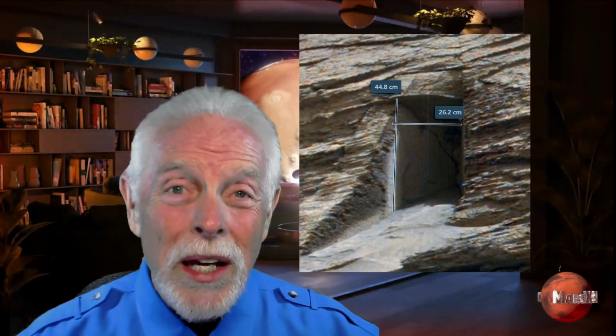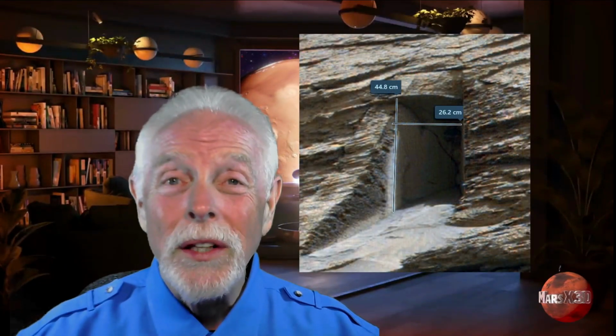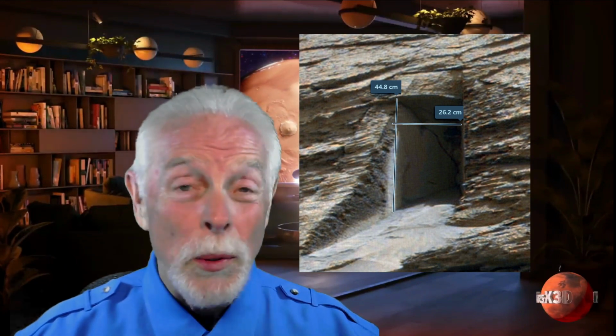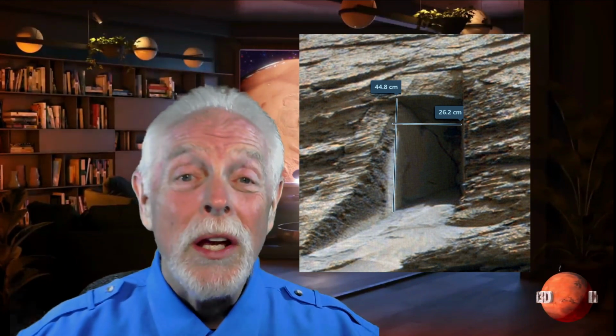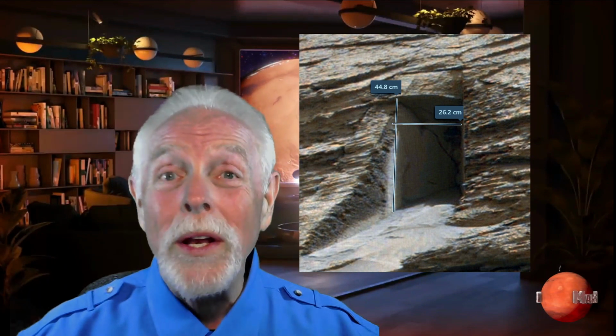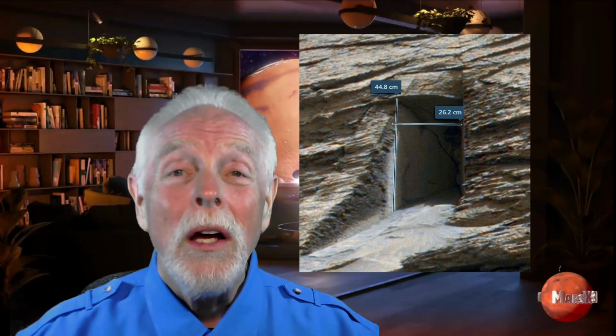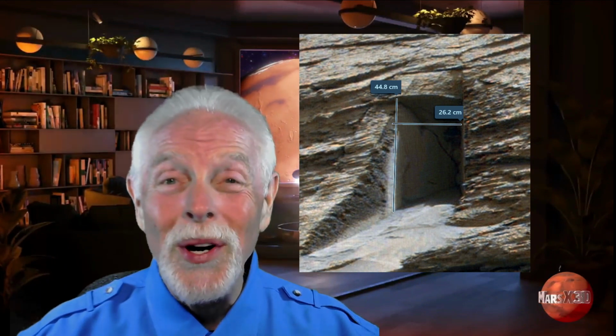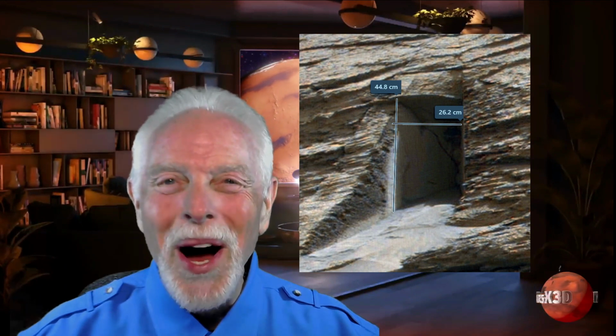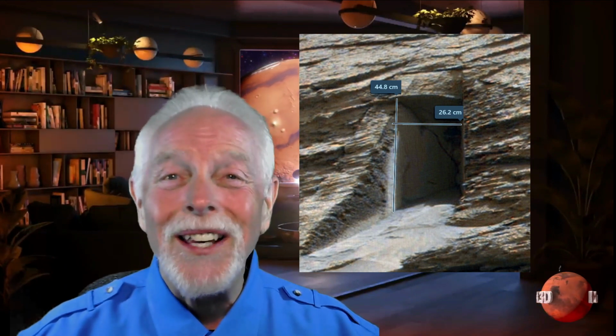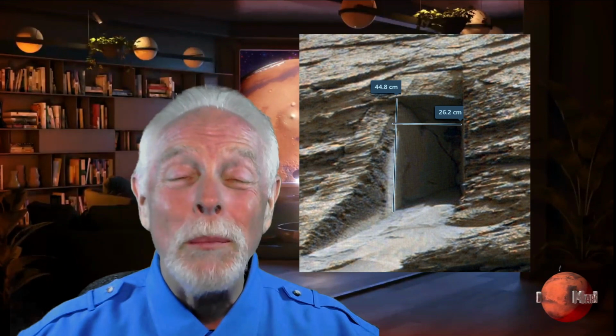As you can see by Nev's accurate NASA measurements on this image, it is 44.8 centimeters tall, 26.2 centimeters wide, and that translates to 17.6 inches tall by 10.3 inches wide. That would have to be a very small person who made that opening in all three instances.